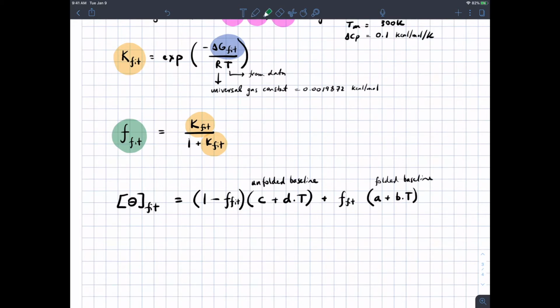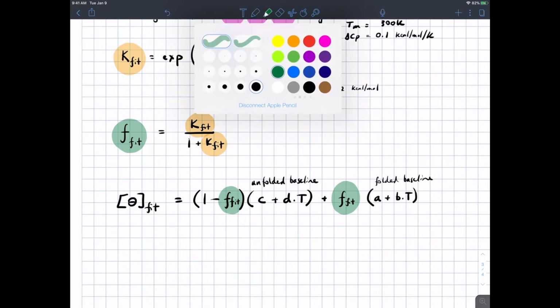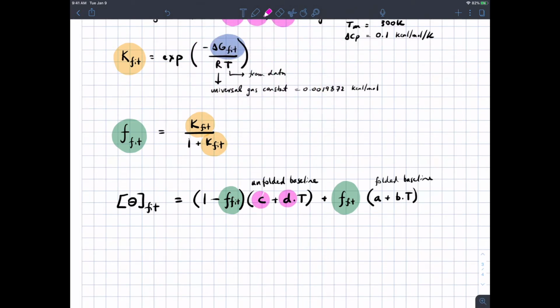And here is where your fraction fit shows up. You will just substitute this expression in for fraction fit, and you will also need to optimize C, D, A, and B. You will need initial guesses. And we can talk later about what the best initial guesses are. Let's see, maybe we'll make this purple.